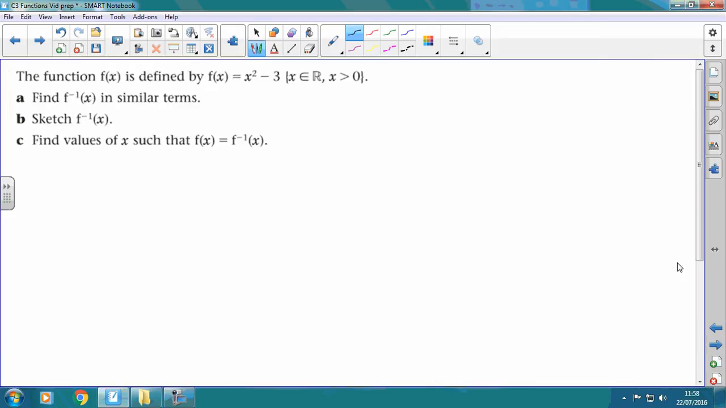Right, okay, so let's have a look at this one. Find f to the -1 in similar terms. So we've got y equals x squared minus 3.